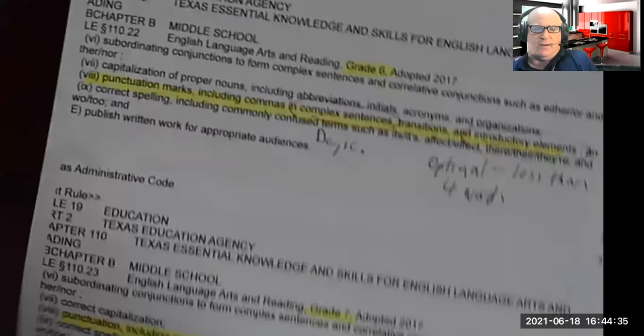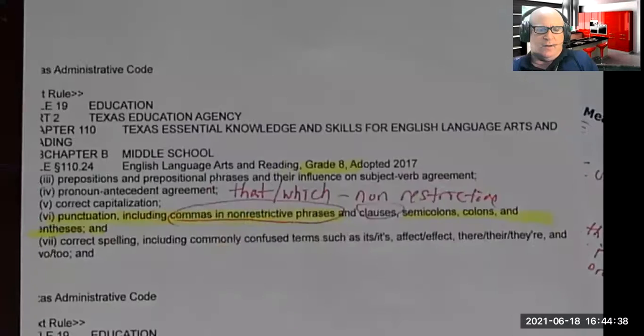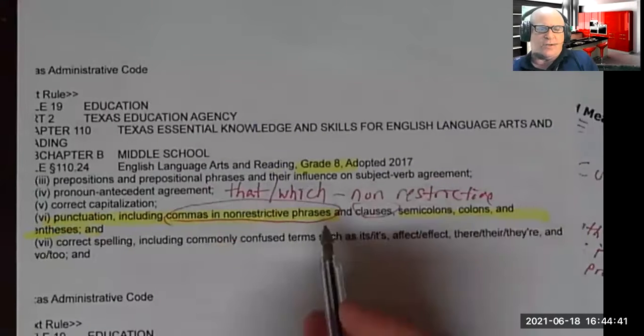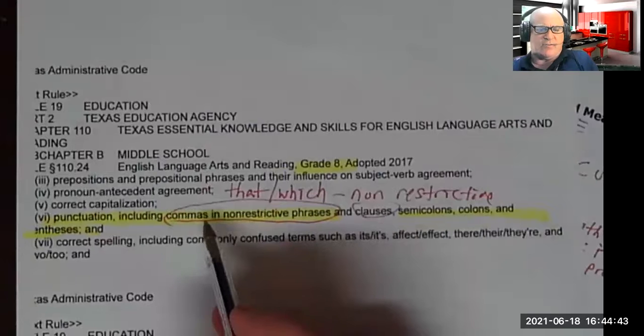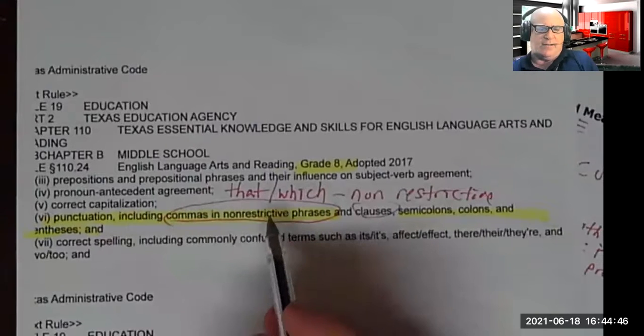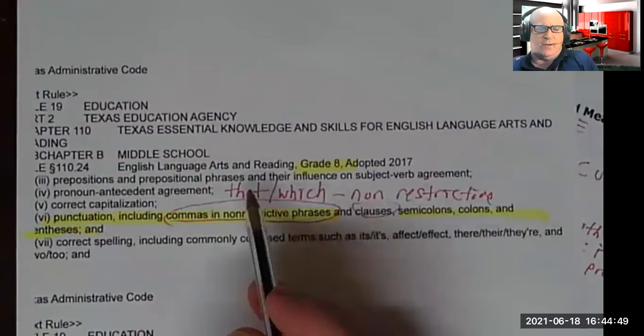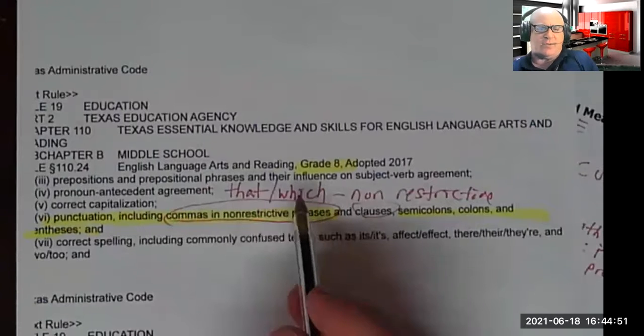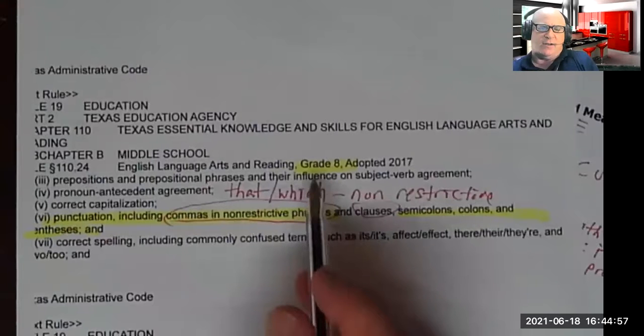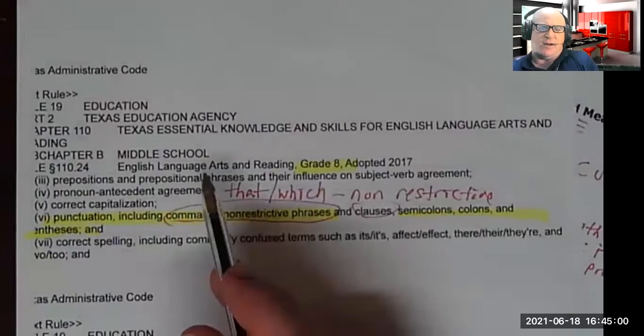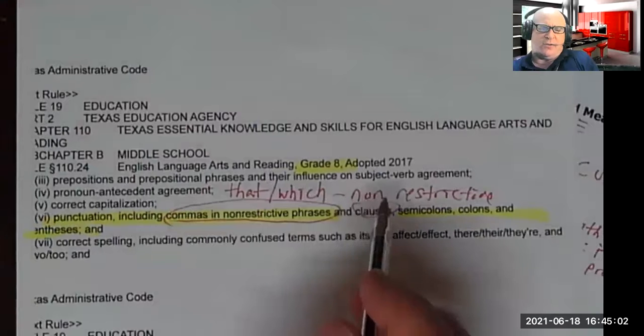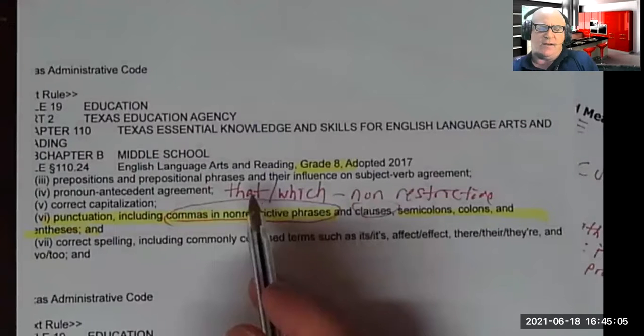If we switch over to 8th grade, we have to know how to use a comma in a non-restrictive phrase or clause. That and which, that's one example. A lot of times which is used, and whenever which is just talking about whatever was mentioned first, that's called a non-restrictive clause. Whenever the word that is used, it's all inclusive. It means everything, and so that would be a restrictive. And I'll get into detail with that a little bit more in one of the videos.